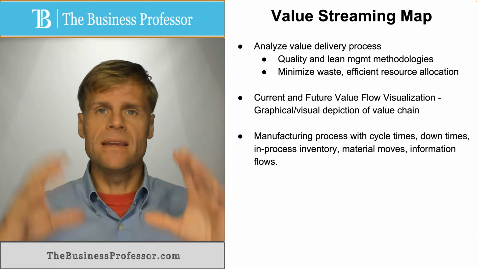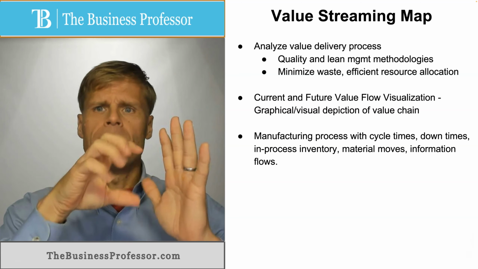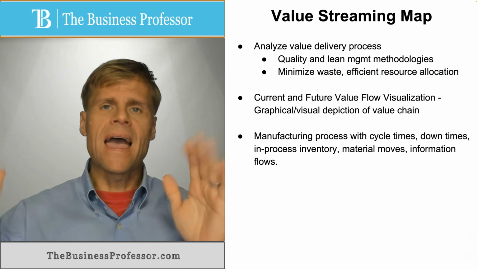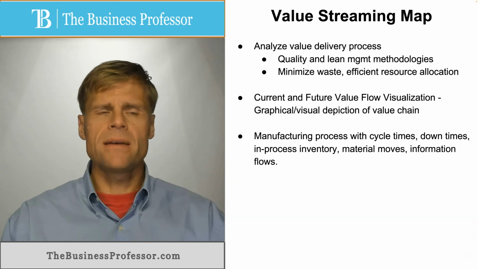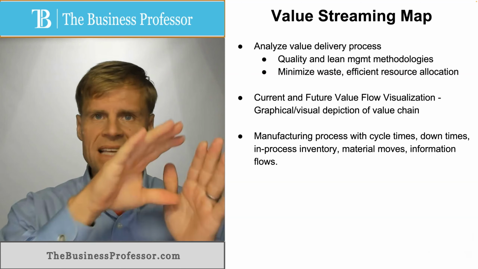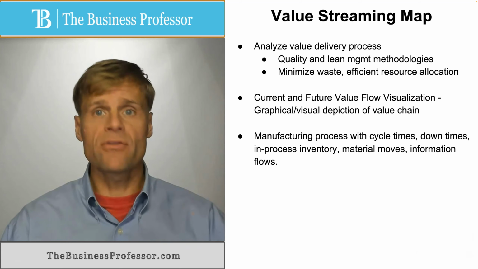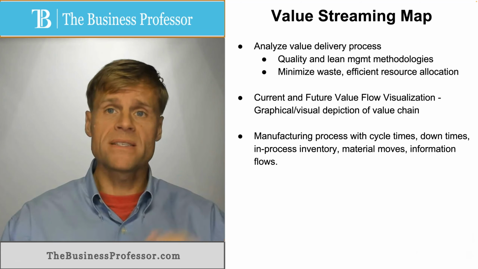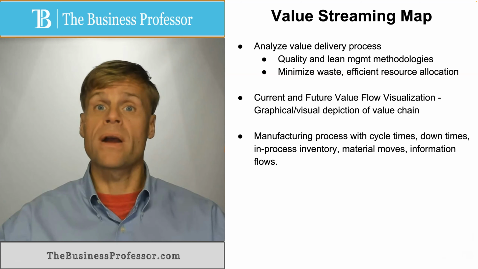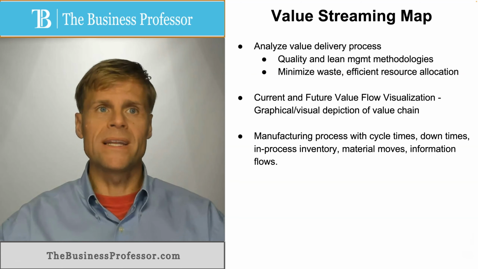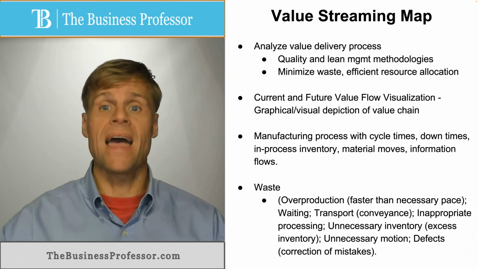And within the model or within the map that you create, the manufacturing process, all the key activities are identified together with cycle times, downtimes, in-process inventory and where it is, material movement throughout the process, and information flow as part of the process. So if you label these elements of the value chain throughout the organization, it allows you to identify more aptly waste and where resources are not being efficiently allocated.